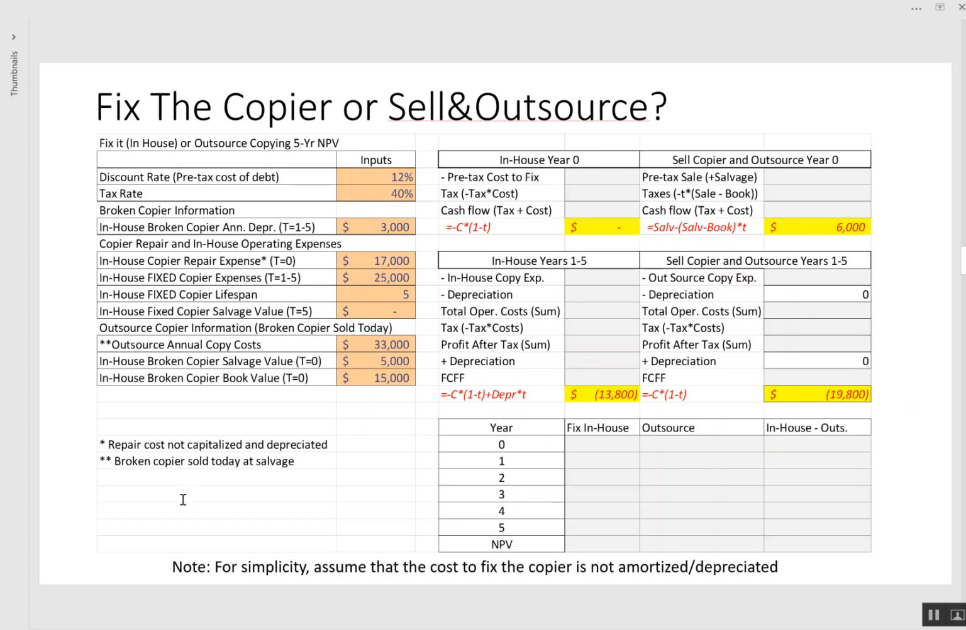So let's look at this example. We have a situation where we just broke our copier this morning, and we're sitting there looking at it, and we're deciding, do we just sell the copier and go outsource with all our printing needs for the future, or do we try to fix it and keep it in-house? So here's the example.